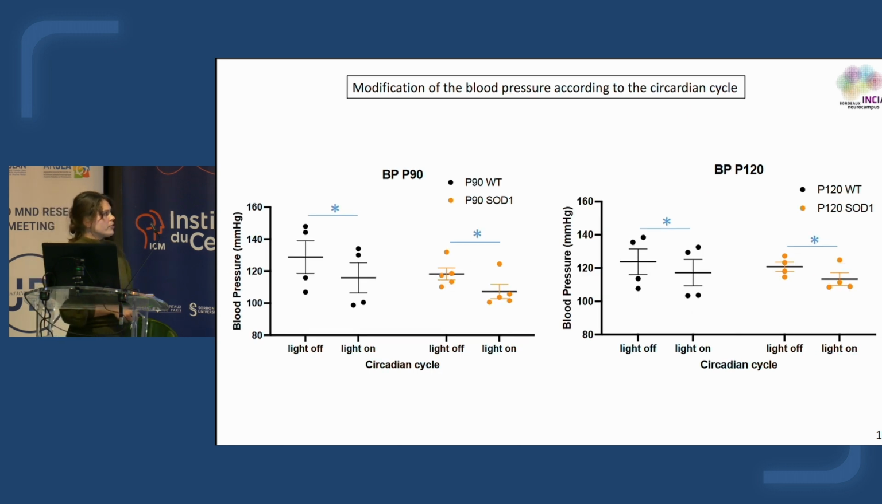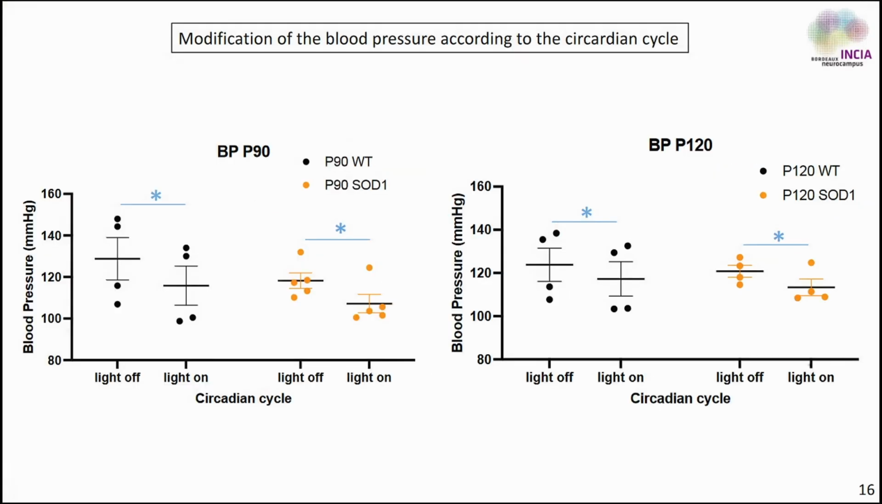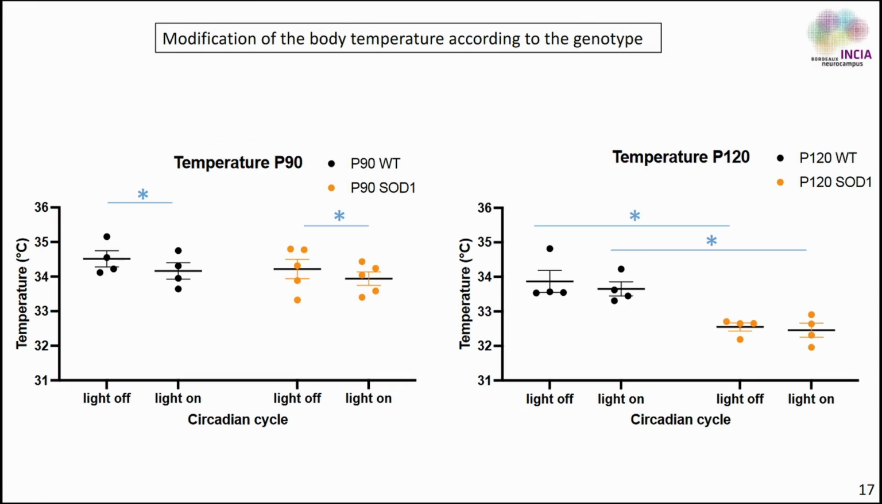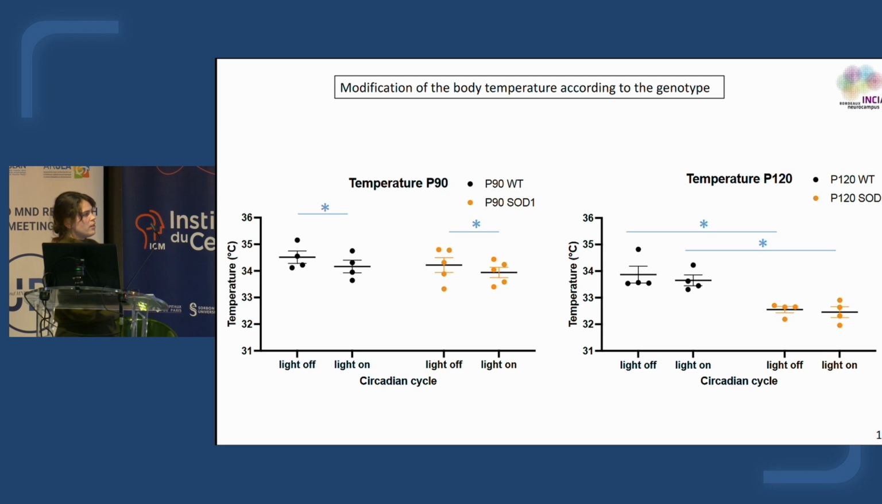If we look at the blood pressure, we can again see a difference between the light-on and the light-off, with a lower blood pressure in light-on, and we don't see any difference according to the genotypes. And concerning the temperature, we have again a difference according to circadian cycle, and we also see a huge decrease of the body temperature of SOD1 at the last stage, with 2 degrees less than the wild-type mice.